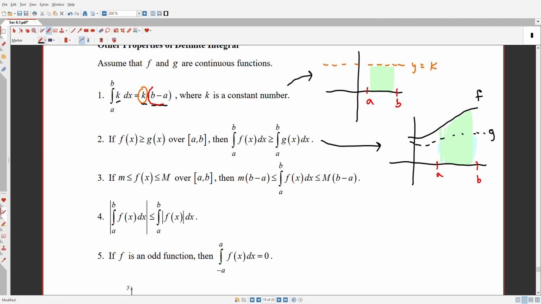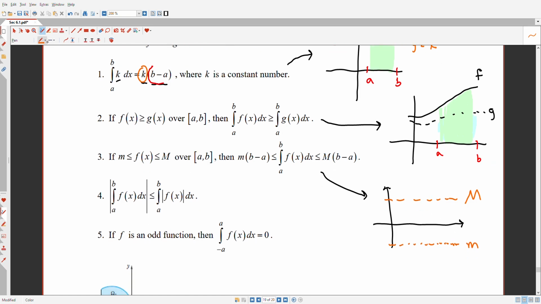Property 3 can also be understood visually. What it's saying is, if you have a function, right, f of x, and if it's always trapped below a constant value, say capital M, and if it's always trapped above a constant value, say little m, right? So f of x is some function, and it's always above or below these two, right? So maybe it starts off here, maybe it goes like this, right? So that's f.